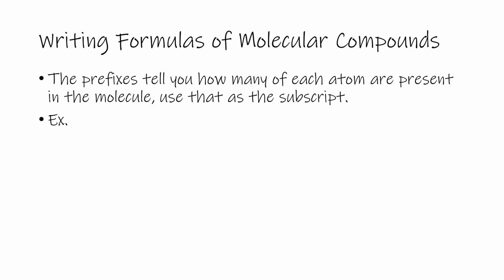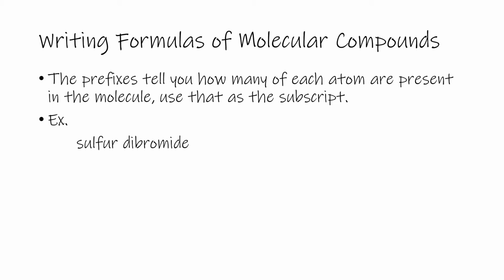Okay, now let's look at writing formulas of molecular compounds. So when we are given the name, we can write the formula by using the prefixes to tell us how many of each atom is present. And remember that if there is no prefix and it's understood, there's just one of them. And then we are going to use that number from the prefix as our subscript for that particular atom.